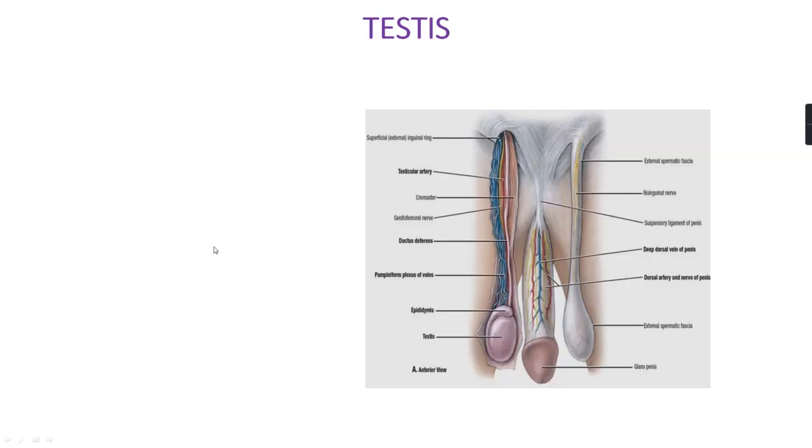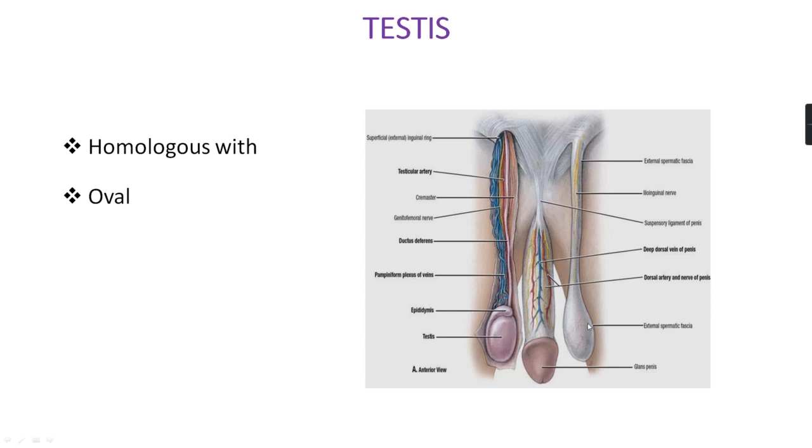Now the important thing is the testis. See, the testis is a male gonad. It is homologous with the ovary of the female. It is oval in shape and is suspended into the scrotum. You can see here, it is suspended into the scrotum with the help of the spermatic cord. This is the spermatic cord. So with the help of the spermatic cord, the testis is suspended into the scrotum.